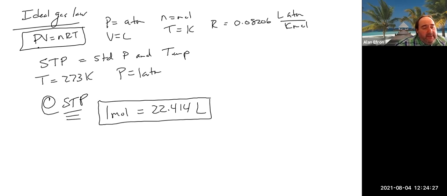That will allow you to not necessarily have to use the ideal gas law, but remember that if you are not at STP conditions, you have to use the ideal gas law. You can also use the ideal gas law under STP conditions. All you need to do is plug in 273 for the temperature and 1 atmosphere for the pressure.